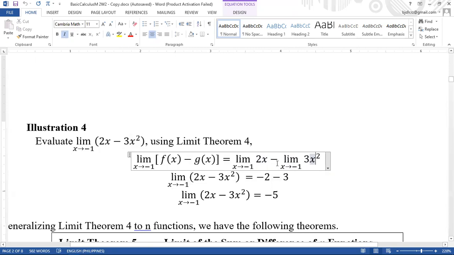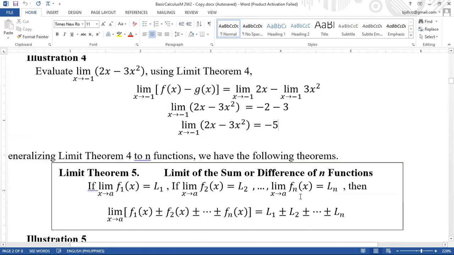Positive 3. But it is negative here. So it becomes negative 2 minus 3. Okay, negative 2 minus 3, we add them, then copy the sign. So that's why the limit of 2x minus 3x squared as x approaches negative 1 is equal to negative 5.